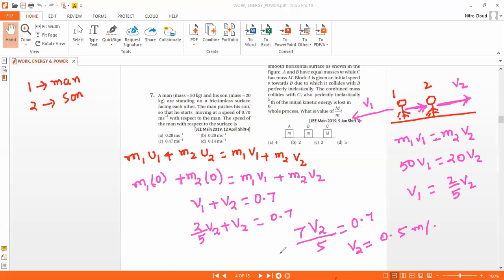V2 means it is the son. We need to find the man now. Substitute the value of v2 in this equation, and we get directly v1 is equal to 0.2. So that is option B.